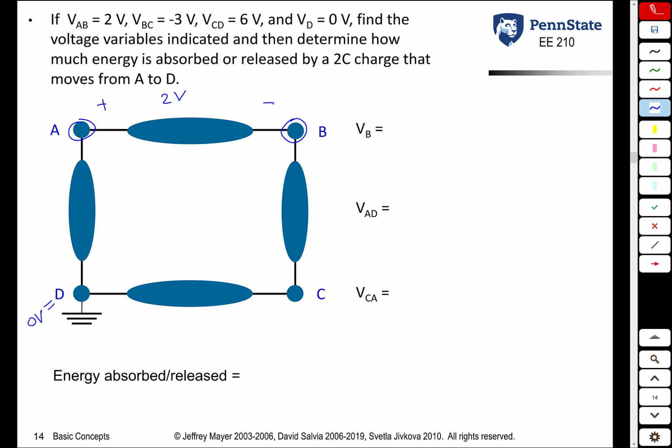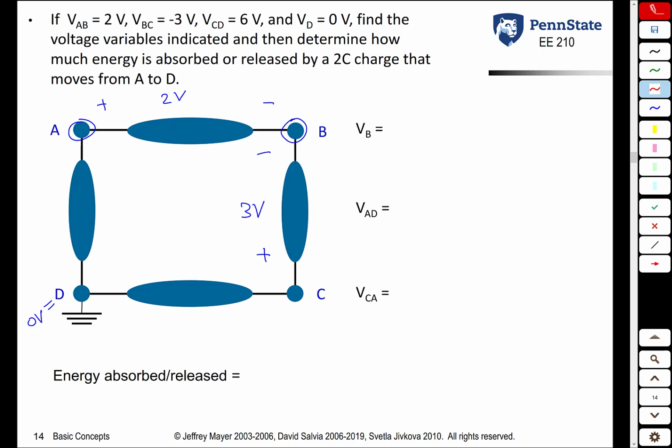Likewise, we see that VBC is negative 3 volts. That means that point B is negative 3 volts higher than C, or the point C is 3 volts higher than B. So you have a 3 volt difference there, and notice the plus there. Now we could have written it this way if we wanted to.